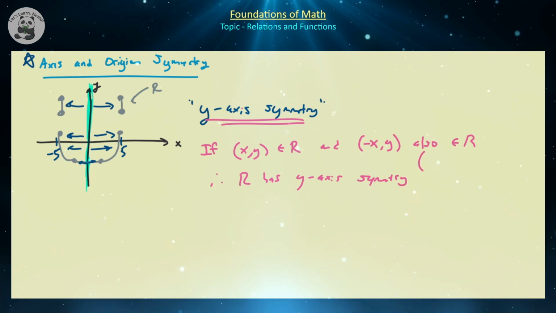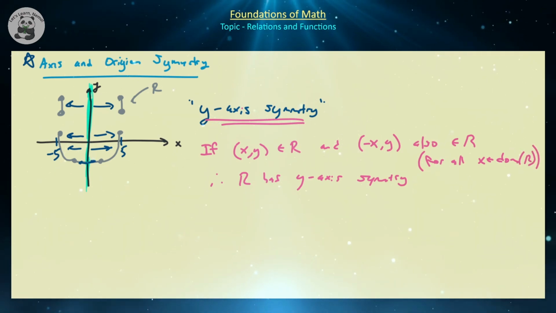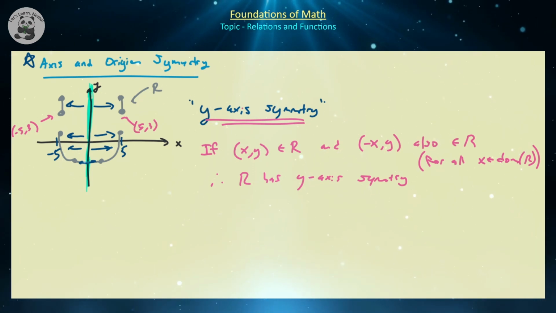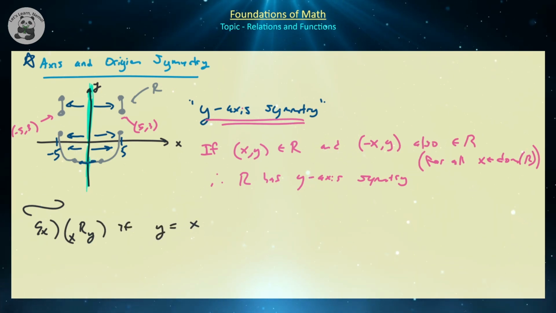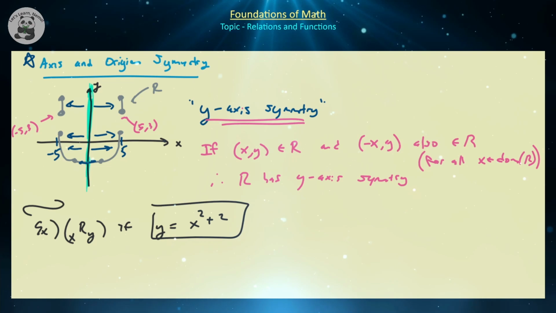And this has to be true for all x in the domain of the relation. So for example, if we pick this particular point here, which is for example minus 5, 3, notice positive 5, 3 also belongs to that relation as well. So let's consider an algebraic representation of a relation. We're going to say that x is related to y if y is equal to x squared plus 2.